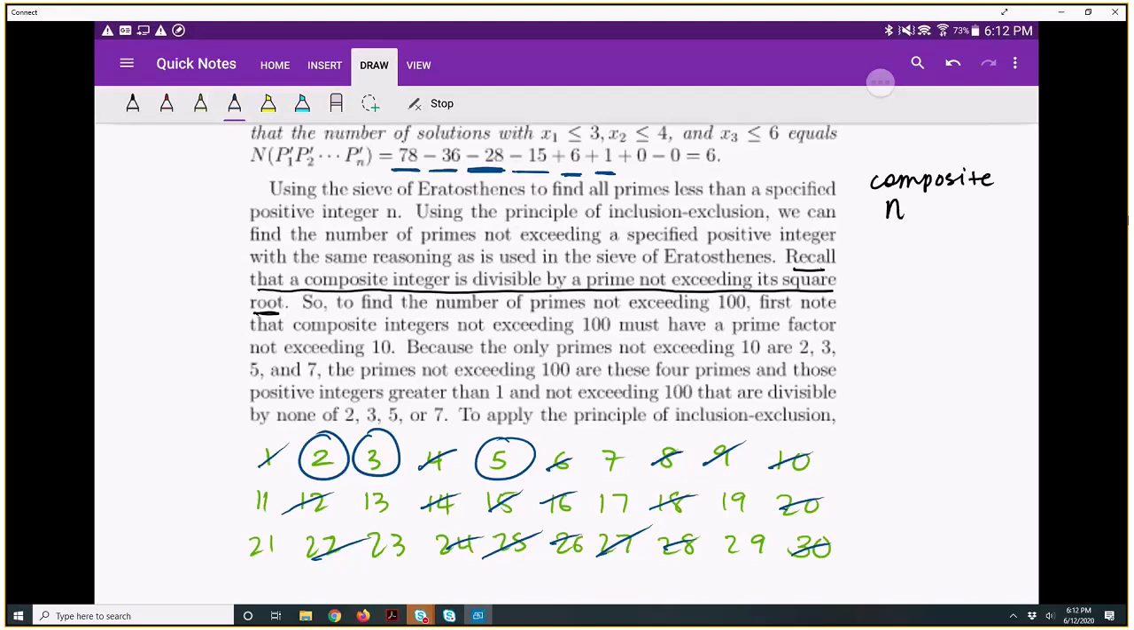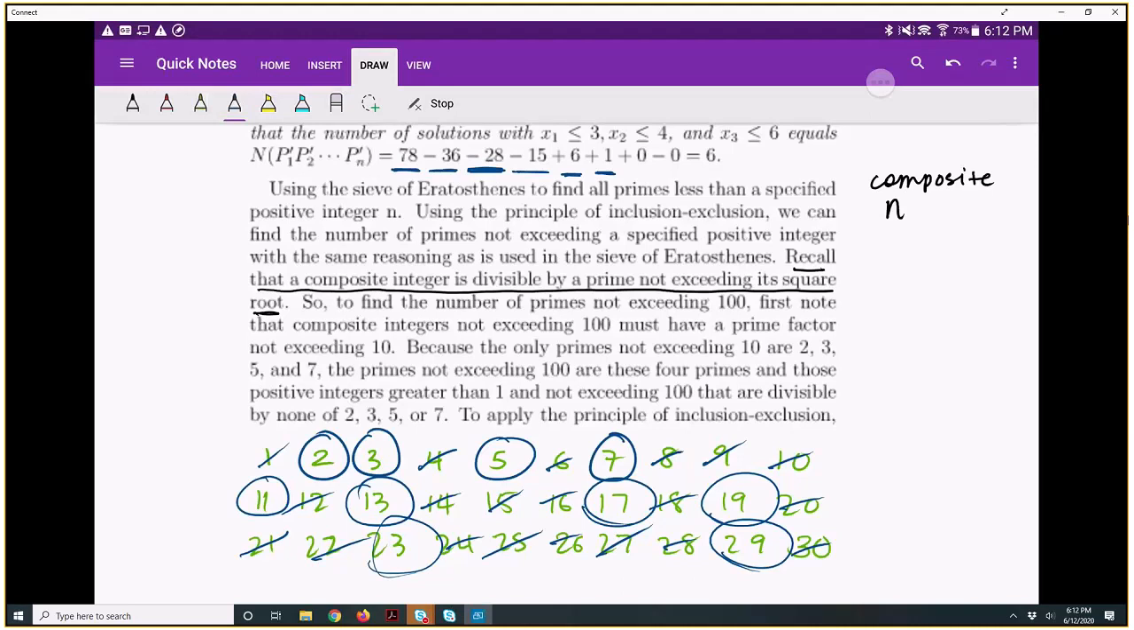And then we keep going in this fashion. So in so doing, we would eventually find, let's see, 7 I can cross out 21, excuse me, and now I think everything that's left here is prime. So this is called the sieve of Eratosthenes.